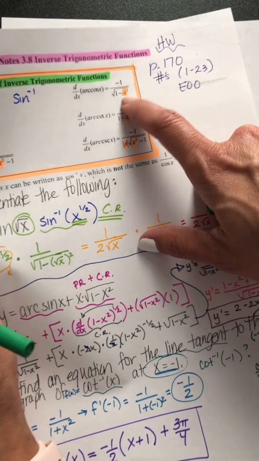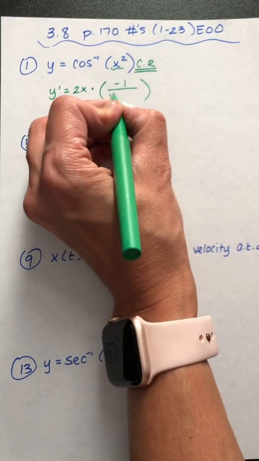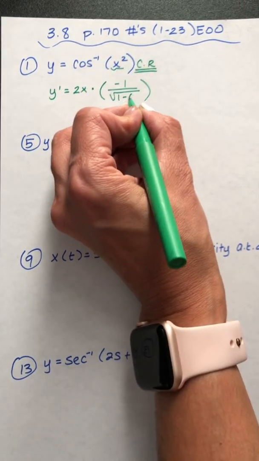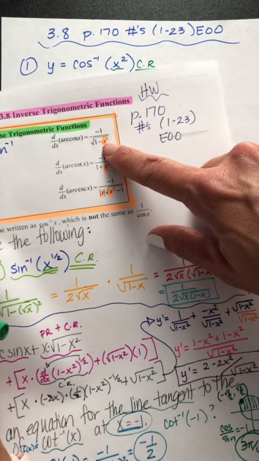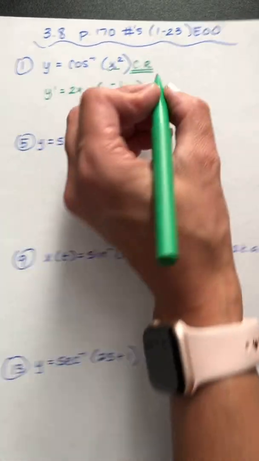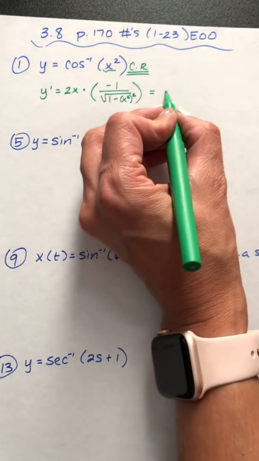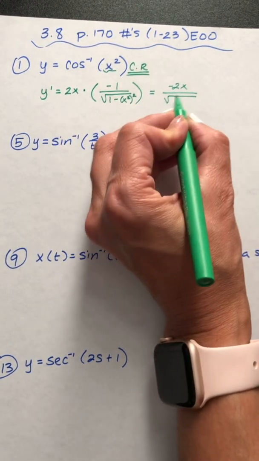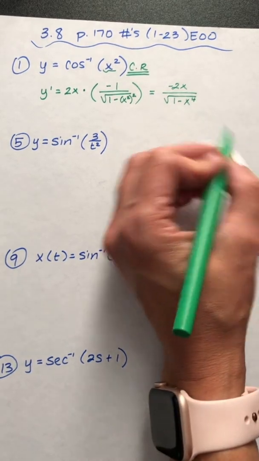Whatever is inside the cosine is what we plug in for x. So this would be -1 over the square root of 1 minus, my x is an x squared. So it's x squared squared because I have to plug in an x squared for x and it's being squared. Okay, which equals, I have a 2x times a -1, so that'll be a -2x in the numerator there. And in the denominator, I will have 1 minus x squared squared is x to the 4th. And that's it.